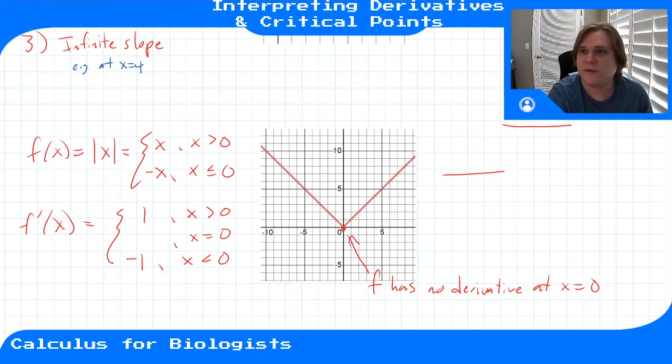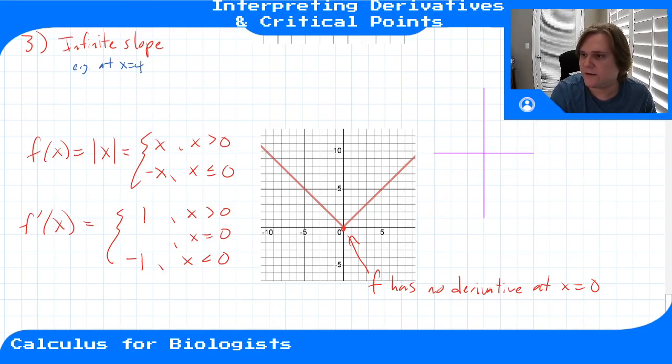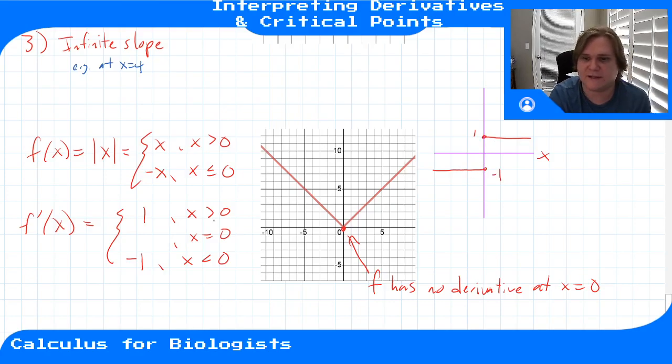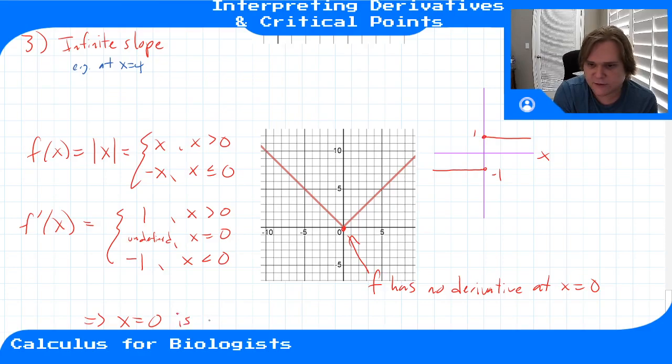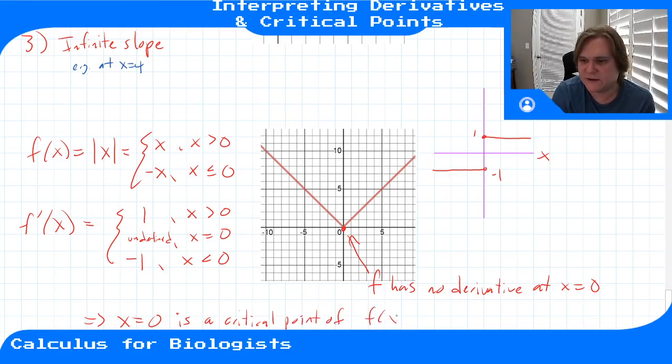This is a graph of that. So my derivative would look like this: positive x, 1; negative x, minus 1; and then it has to jump between these two. So at x equals 0, it's undefined. So x equals 0 would then be a critical point of f of x because it's a place where the derivative doesn't exist.